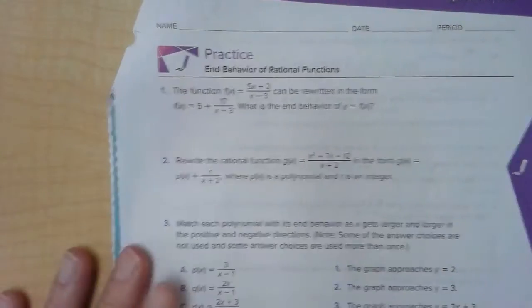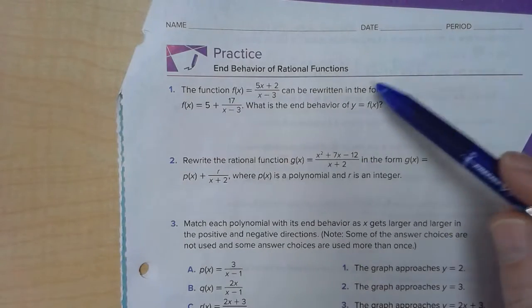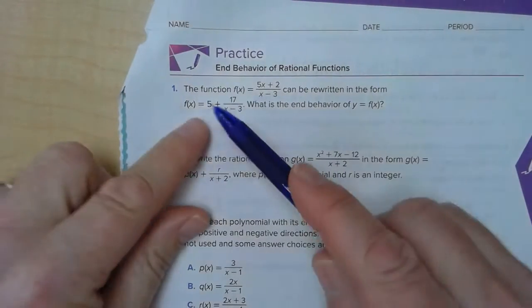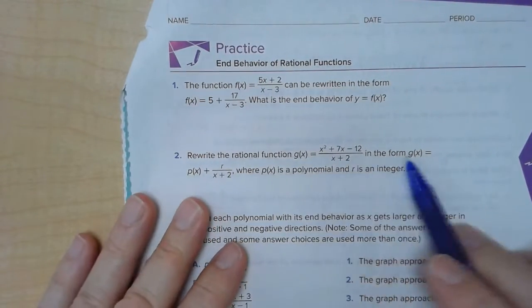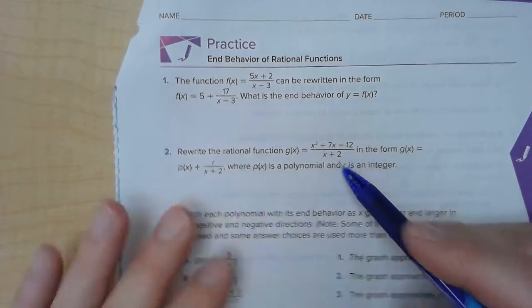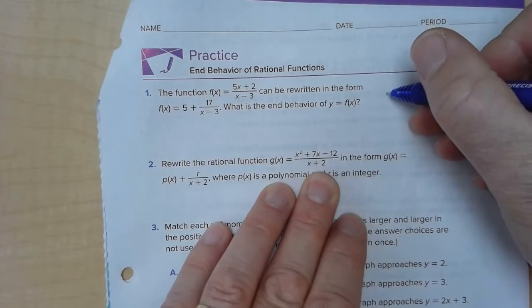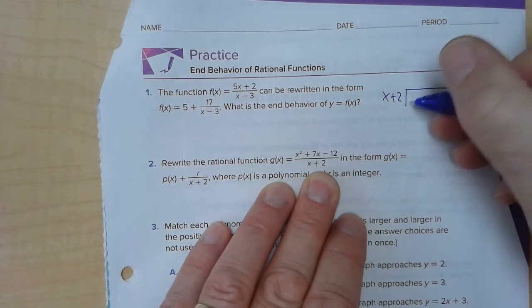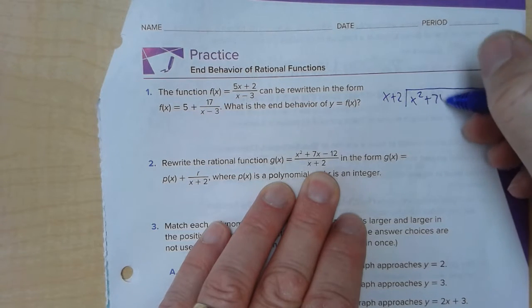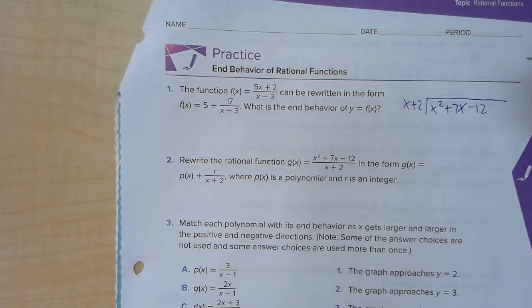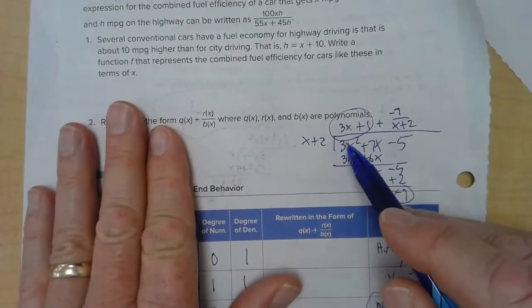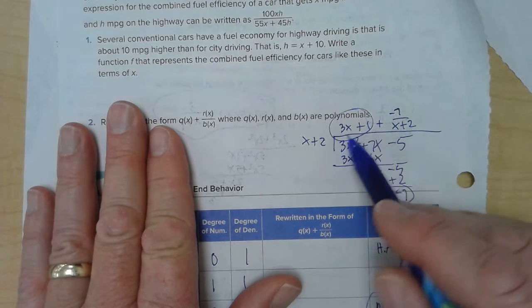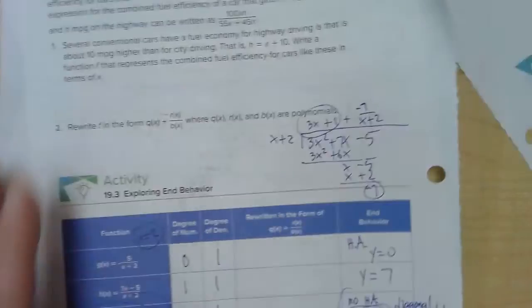Okay. So it says this function can be written in this way. Then talk about the end behavior. Okay, so we know what that means. Rewrite the function into this behavior. So you're going to actually do the polynomial division here. So number two, you're going to have x plus 2, and you're going to divide it into x squared plus 7x minus 12. You're going to divide this just like we did right here. And you're going to see that diagonal, oblique, whatever you want to call it, asymptote.